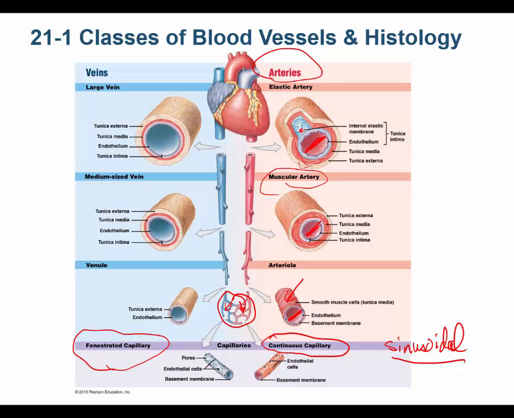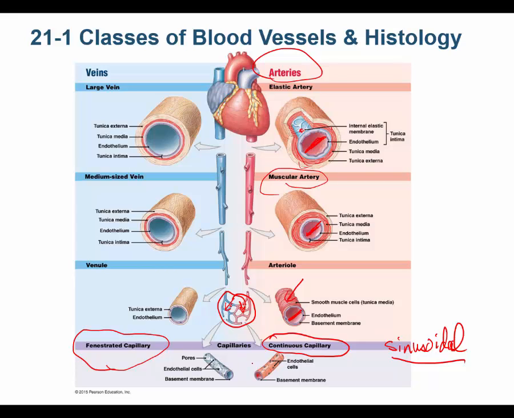The capillaries are one cell thick. The endothelial cells are the only cell that is between the blood and the interstitial fluid right here. There is a basement membrane still, but they're only one cell thick. There's not a tunica intima, tunica media, and tunica externa. There is only a tunica intima, and we don't even name it that because it's only one layer. So there's only the endothelial cells, and that's it.